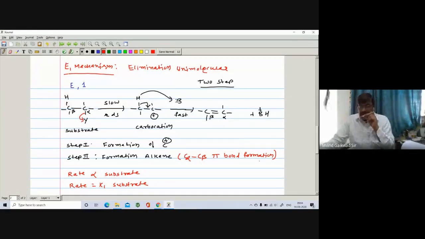So this is called the E1 mechanism, right? I think there is no doubt in the E1 mechanism. Again, we can write a number of examples.